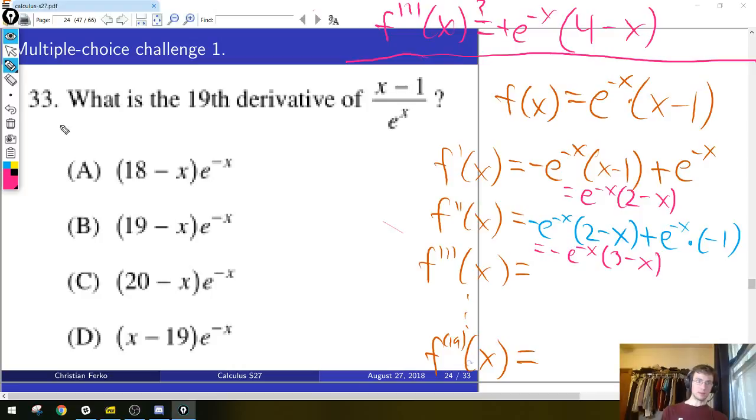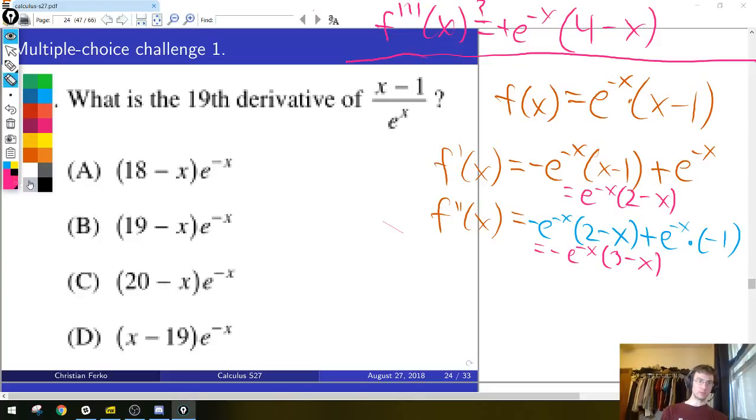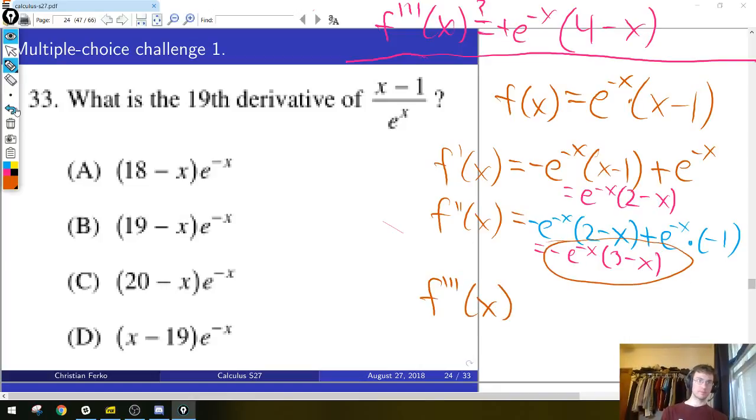Okay, so this is getting very sloppy, so I'm just going to erase this and give us more space to write the third derivative. Okay, so let's just use the product rule. What is the f triple prime of x using this expression?